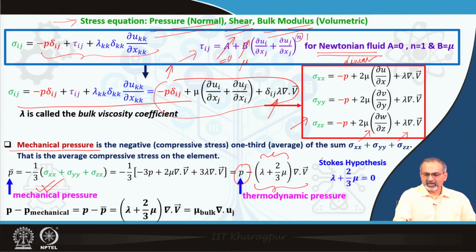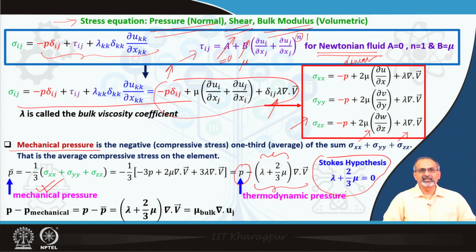And according to the famous hypothesis of Stokes, we know that the bracketed term goes to 0, where essentially there is no difference between mechanical pressure and thermodynamic pressure, but that is not necessarily consistent at all conditions. So, we generally continue with this expression by retaining the lambda plus 2/3 mu expression, and we call this the bulk viscosity, and this term essentially gives the difference between the thermodynamic pressure and the mechanical pressure.